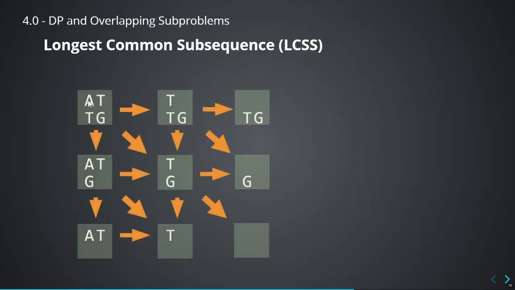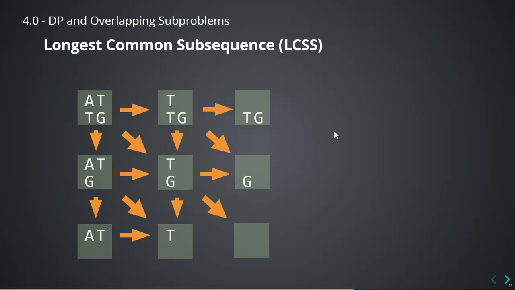Let's say your substring is AT and TG. This is like one part of it, right? If your string is AT and TG, then either you, well, if I go right here, I take away A, so I got T and G. If I go down, I got AT versus G, right? If I go diagonal, I got T and G. Well, actually, these are the breakdowns of the problems here.